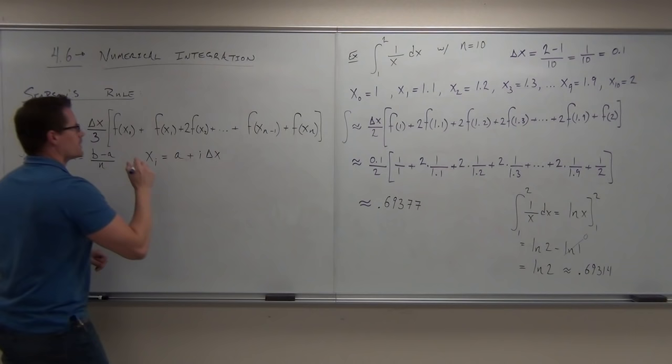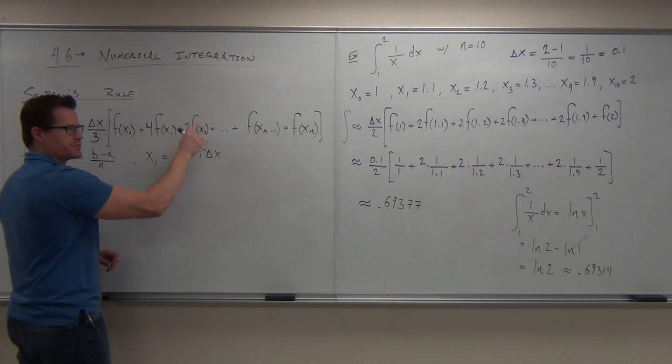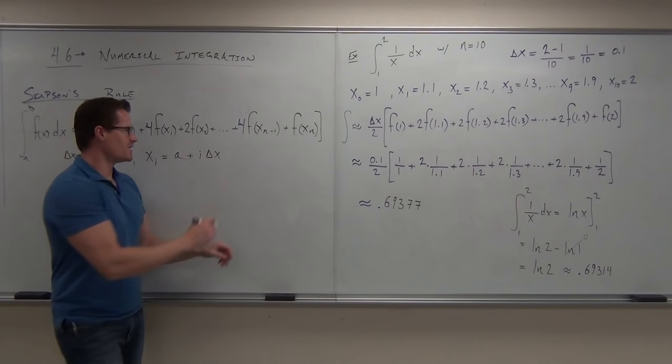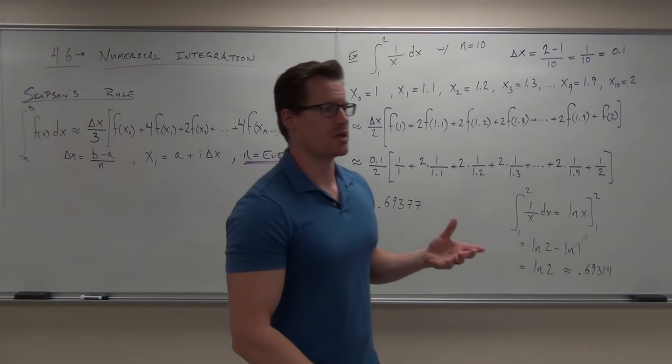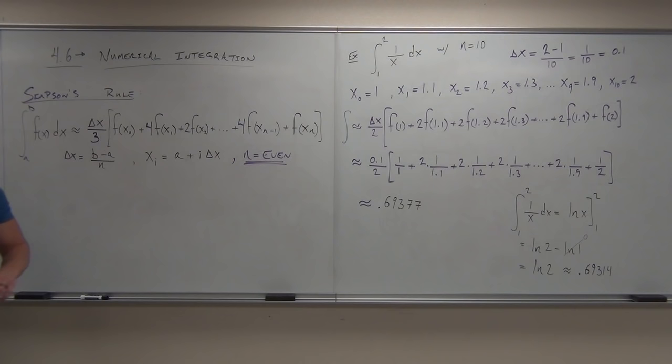Then what you do is you start with the same f of x sub 0, but this becomes a 4, that stays a 2. And you're going to go 4, 2, 4, 2, 4, 2, 4, 2, 4, 2, and end with a 4 right there. And then that last one doesn't get anything. Now, this will only work if n is even. So you can't do this if n is 5. You could do it if n is 6, or 8, or 2, or any even number, but other than that, this won't work for you. Make sure I wrote it down right, too. I did it from memory, but I think I got it.